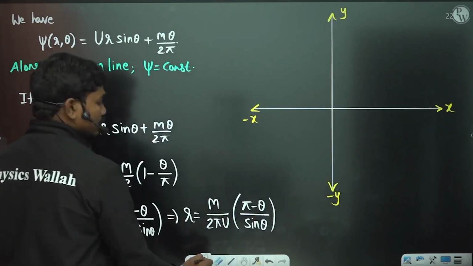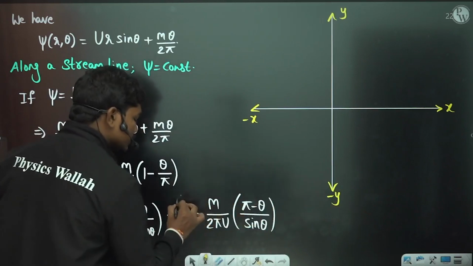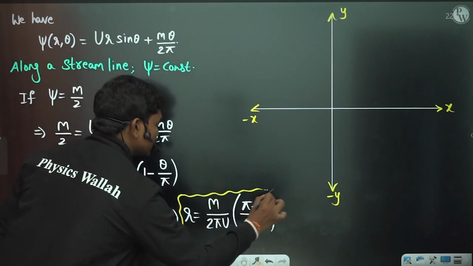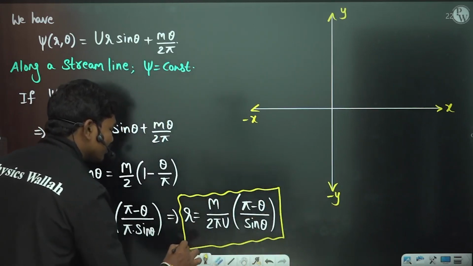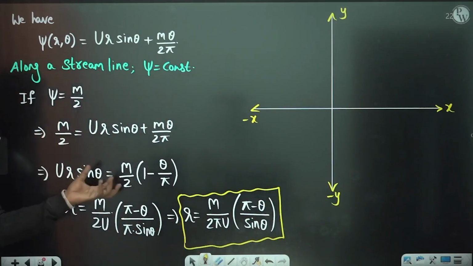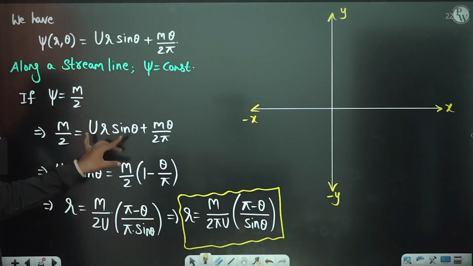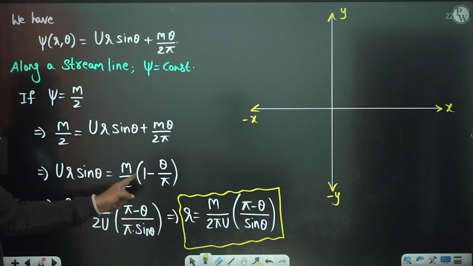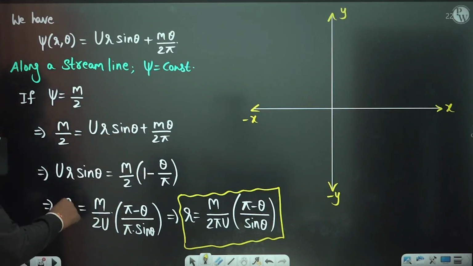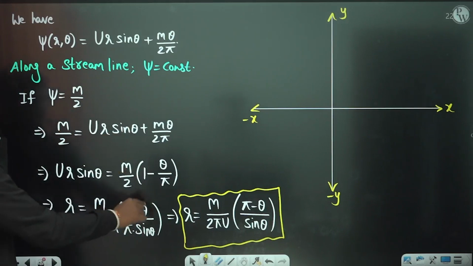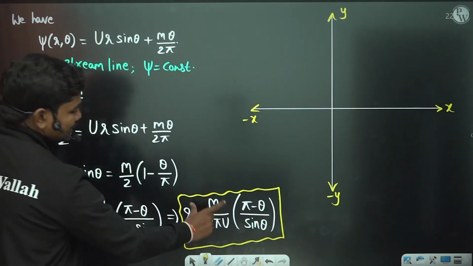pi minus theta by sine theta is what you have here. Okay, so this is the graph of the streamline actually. Correct? So at psi is equal to m by 2, this is what you get. Yes or no? Because if you simplify this carefully, m by 2 is equal to u r sine theta, which is m by 2 minus m theta by 2 pi. Okay, so therefore r is equal to m by 2u, if you write here, pi if you take out, pi minus theta by sine theta. So this is what you have here.